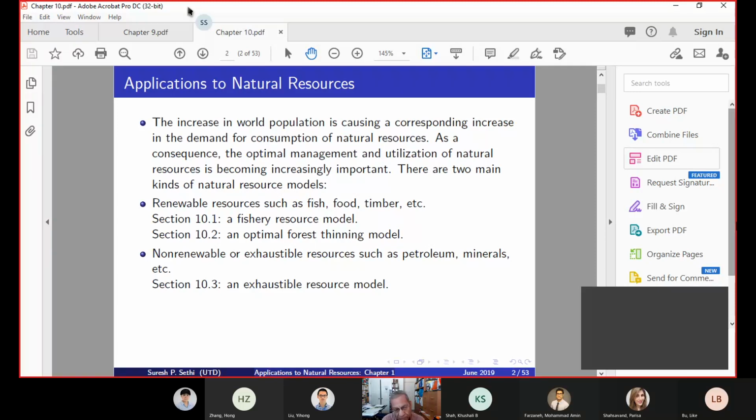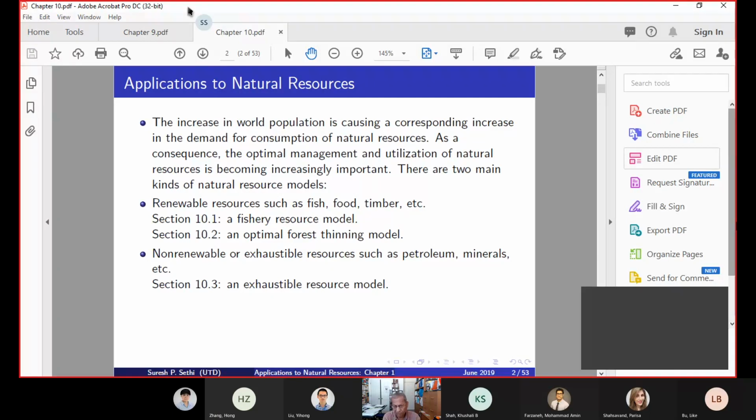So that's 10.2. The third one is my model as well, the exhaustible resource model that I tried to solve, but I'm not going to cover it. I'm just going to tell you that there are a number of exhaustible resource models in the literature. I solved a few, and some of them are stochastic, which I also don't cover in this book.